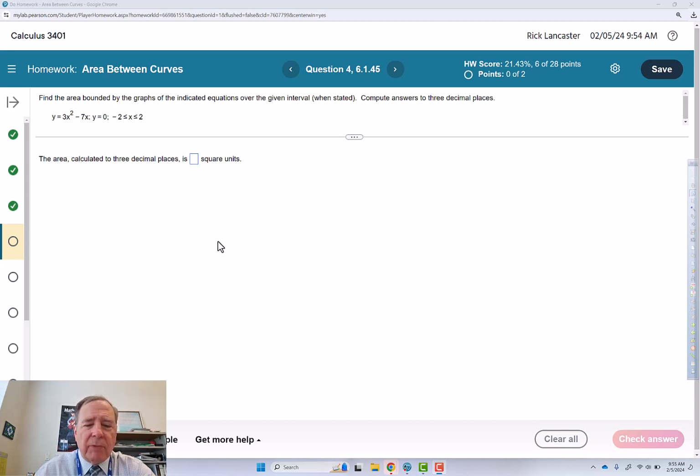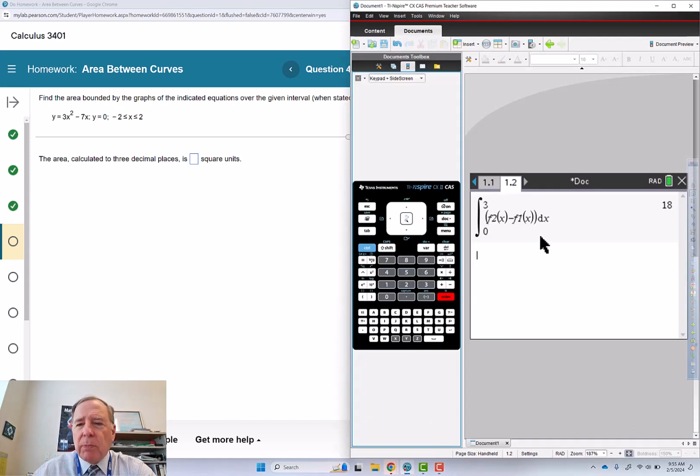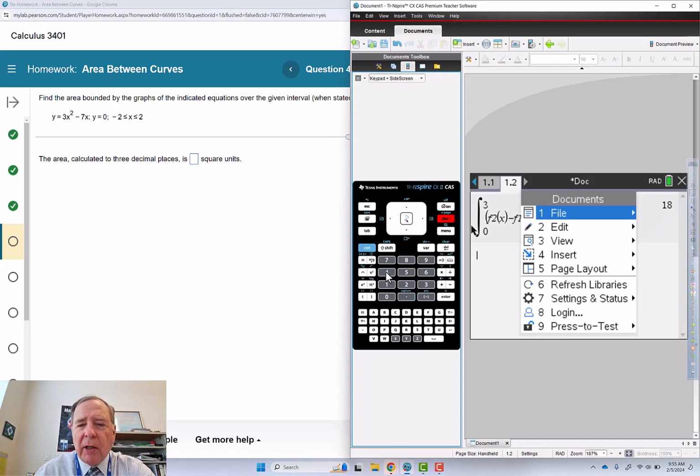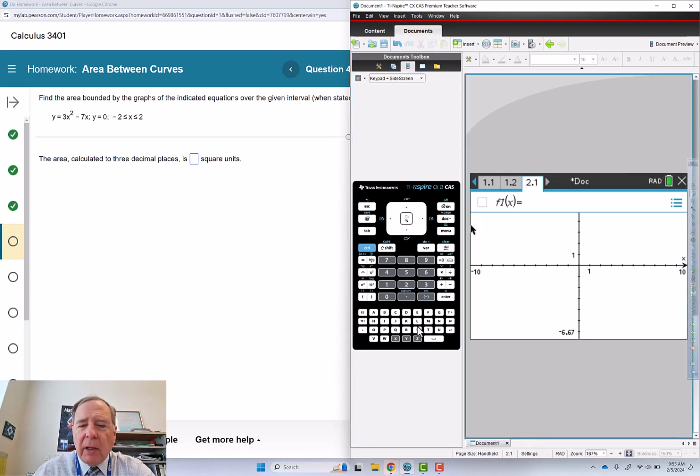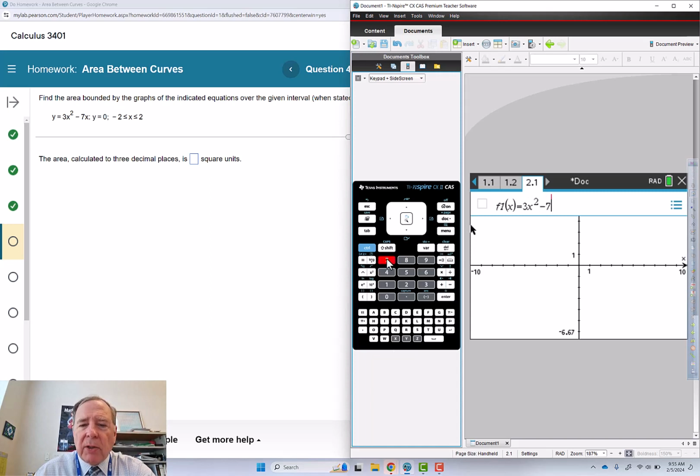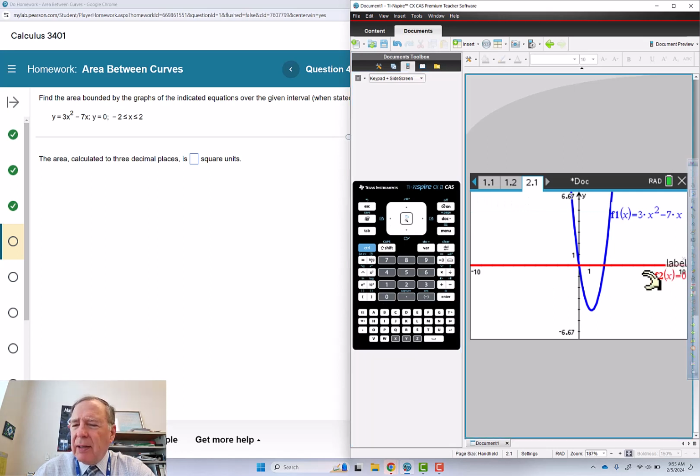to +2. First thing I want to do is put this in the calculator, and I do need to start a new problem. Doc, 4 for insert, 1 for problem, 2 for a graph. And I'm going to put in the parabola first, 3x squared minus 7x. I'm putting in another function immediately, so I'm going to hit down arrow. And then this is going to be y equals 0. And that is the same thing as the x-axis.